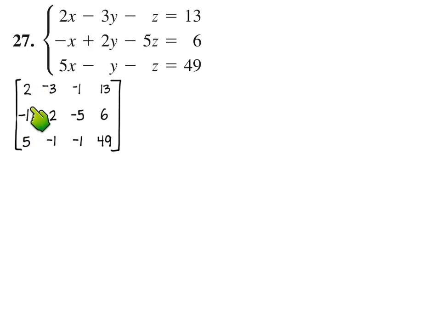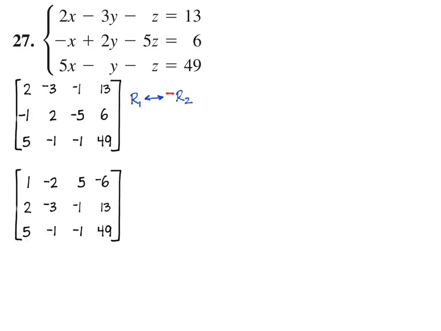I notice that I have a negative 1 in row 2. So I'm going to switch row 1 with the opposite of row 2, and there's the result. And you can see now that since I did that, I've got a positive 1 in the upper left corner. So I'm getting ready to do REF, row echelon form, where I have these diagonals as 1. So I've got the first part of the diagonal as 1.